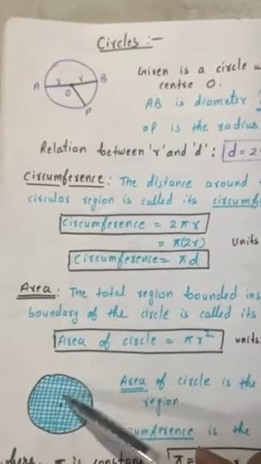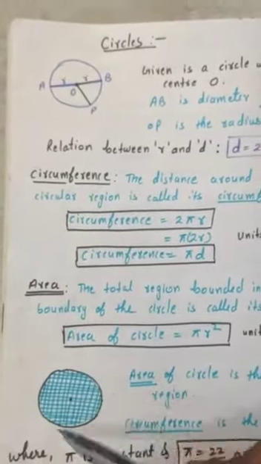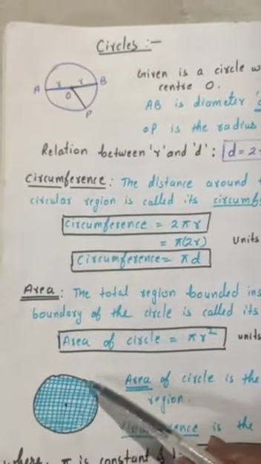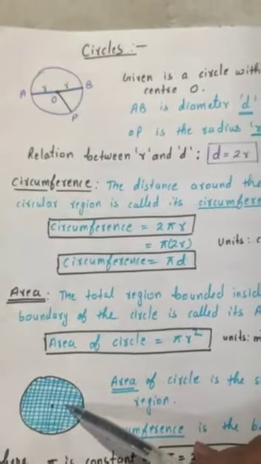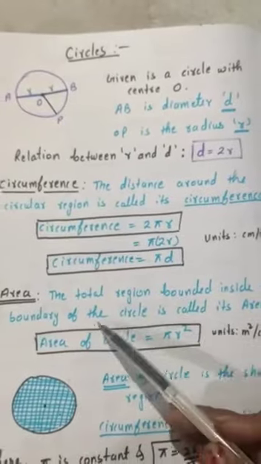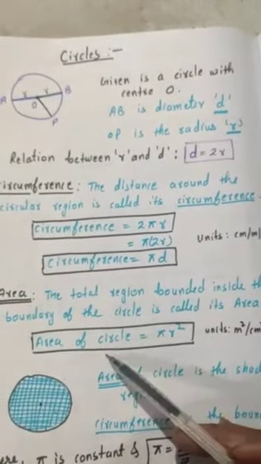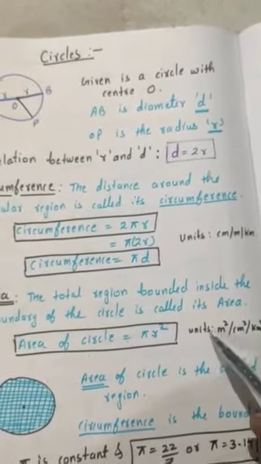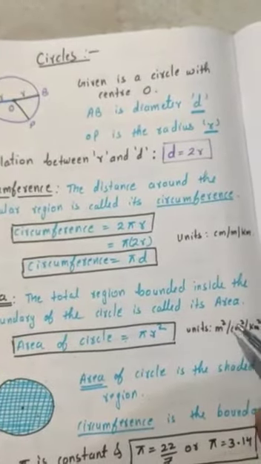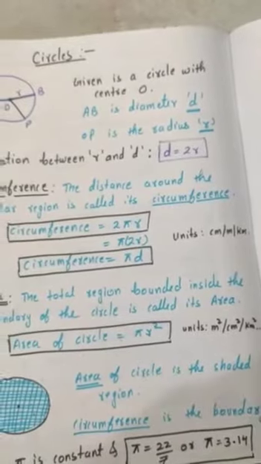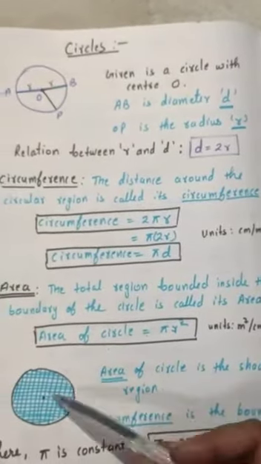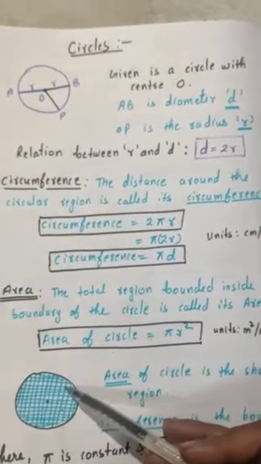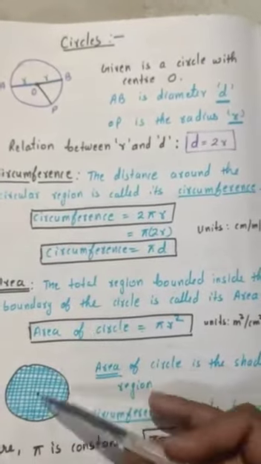Now what is the area? Now you can see the circle. This black colored line is called the boundary. The region inside it, the shaded area, is called the area of the circle. Its formula is pi r square, and the units of area are usually meter square, centimeter square, kilometer square, and so on. In the given diagram, the shaded part is the area and the circumference is the black colored boundary.